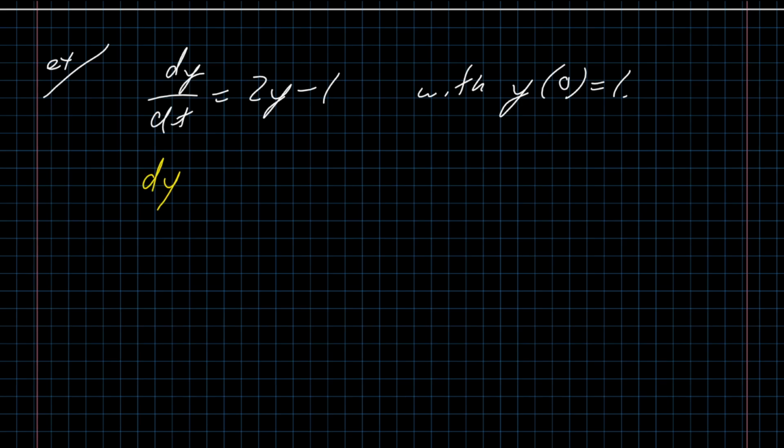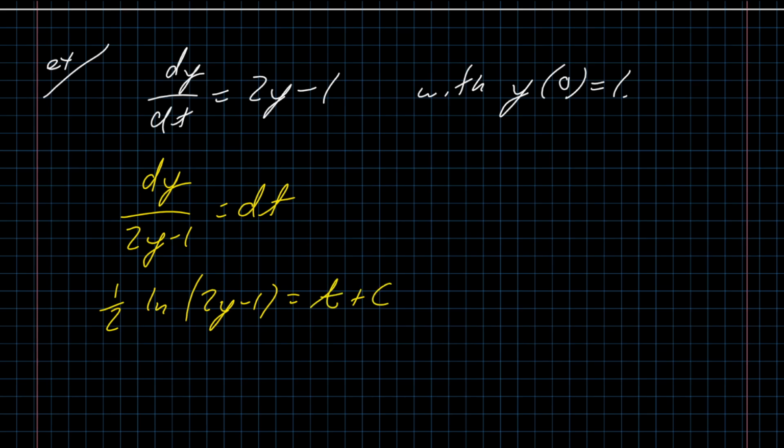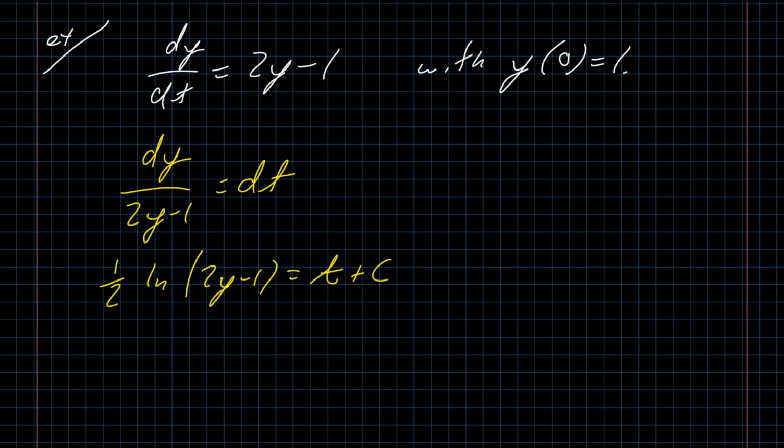If I rearrange it, it's dy over 2y minus 1 equals dt. I integrate both sides. And then I play around a little bit. I'm going to jump straight through all of the algebra just for the sake of time. But we've seen things like this. You should be familiar with it.